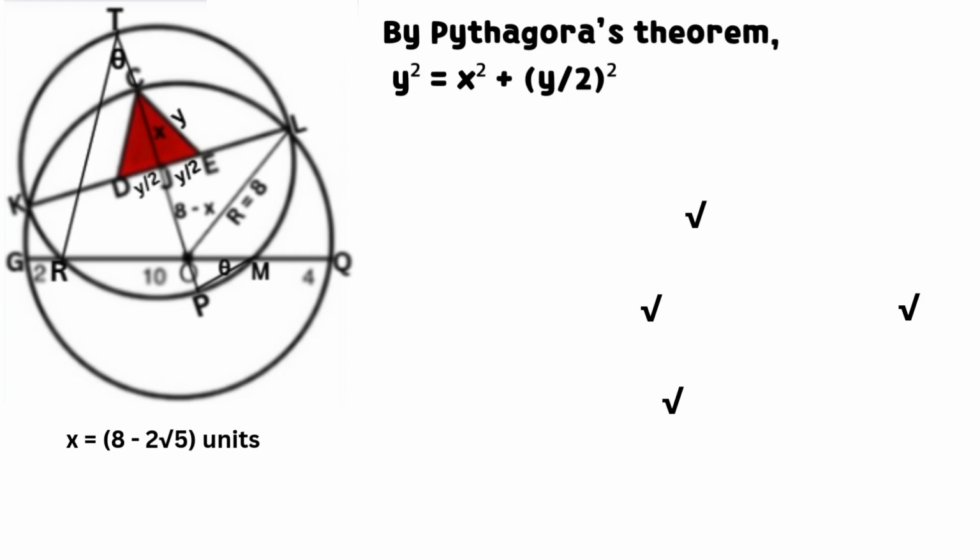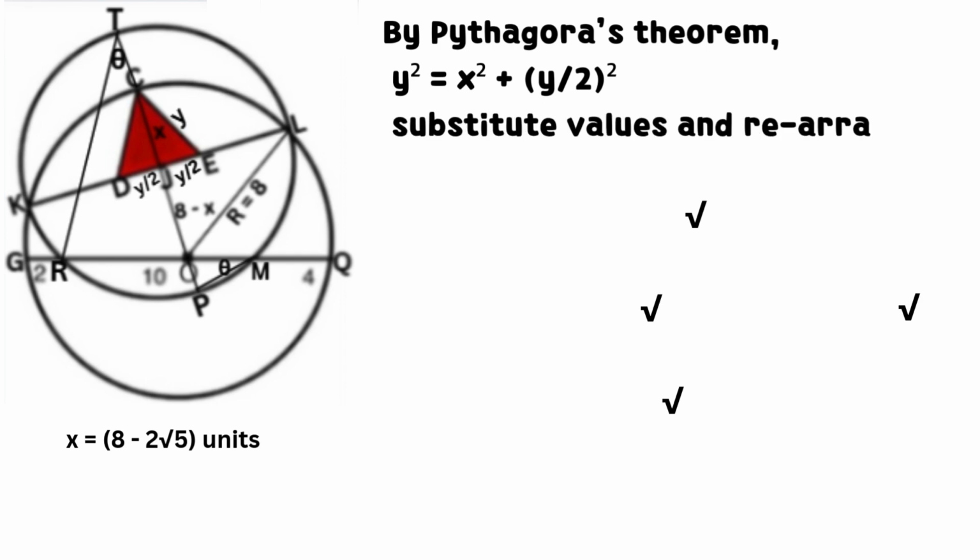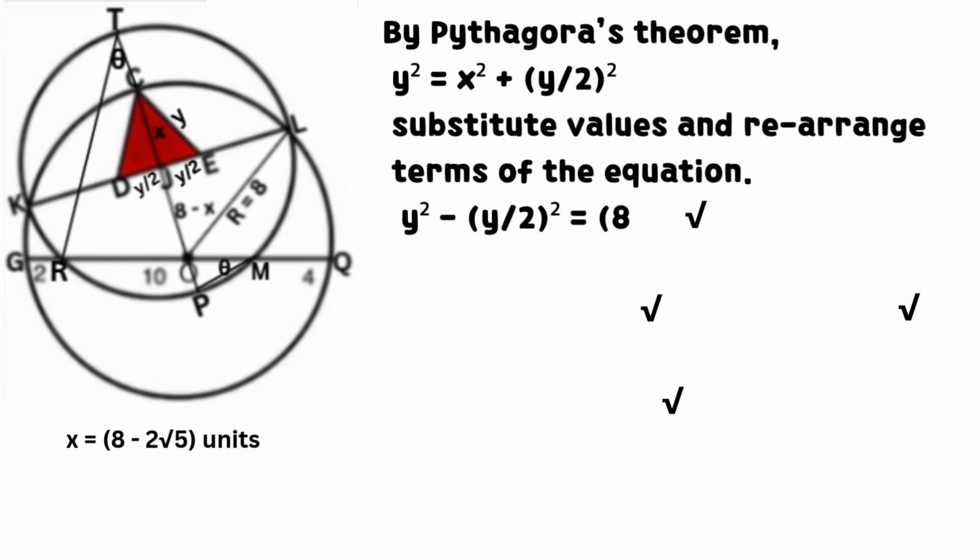By Pythagoras' theorem, the square of y equals the sum of the square of x and the square of half of y. Substitute values and rearrange terms of the equation. We obtained a new equation as shown on the screen.